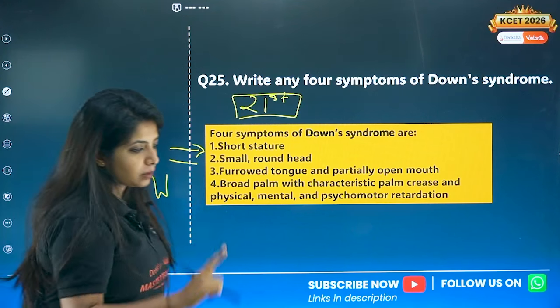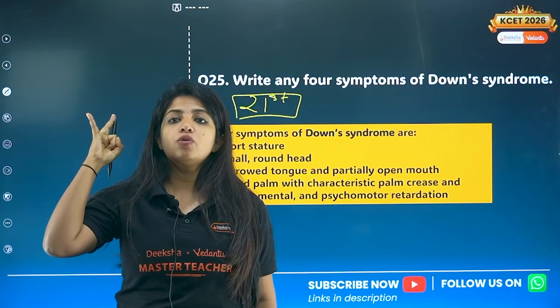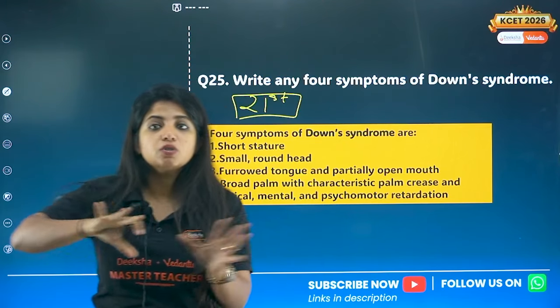Regarding all the chromosomal disorders, you should know certain terms. Aneuploidy. What is aneuploidy? You should know what is monosomy. Monosomy means you have lost 1 chromosome.